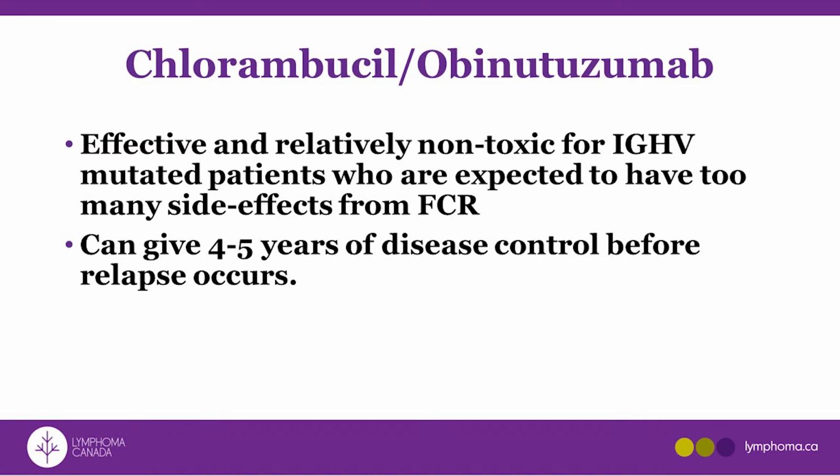Chlorambucil and obinutuzumab: chlorambucil is given twice a month for 6 months. Obinutuzumab is given 4 times over the first month of treatment and then once a month after that. It's an effective and relatively non-toxic treatment, especially for IGVH mutated patients who are expected to have too many side effects from FCR. And it's very effective. It can give 4 to 5 years of disease control before relapse occurs.